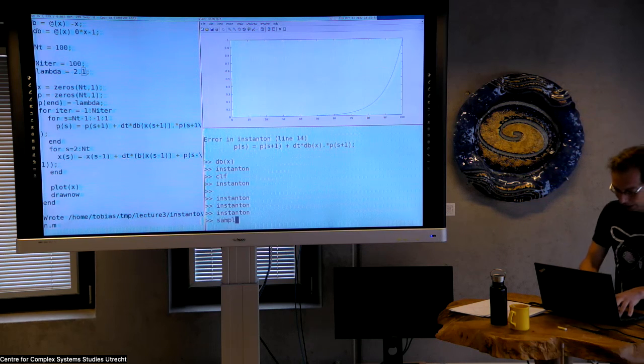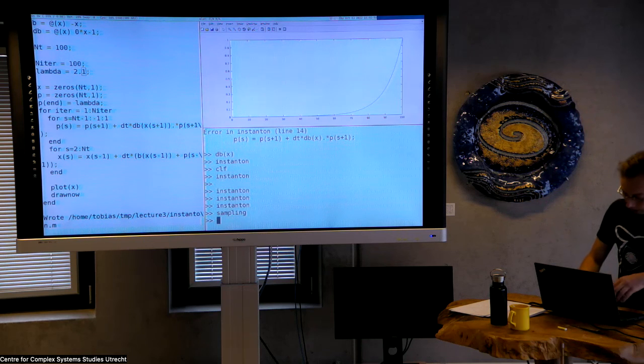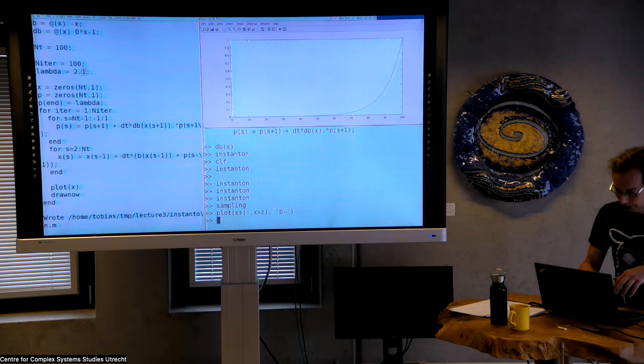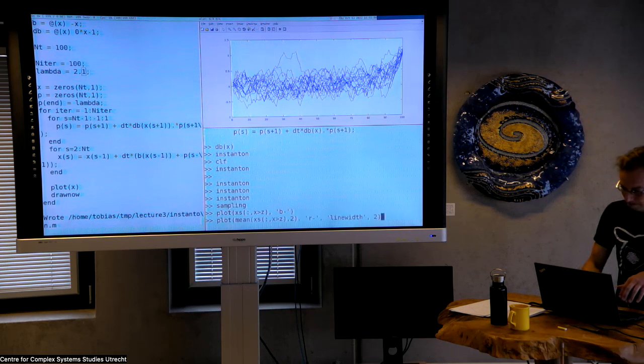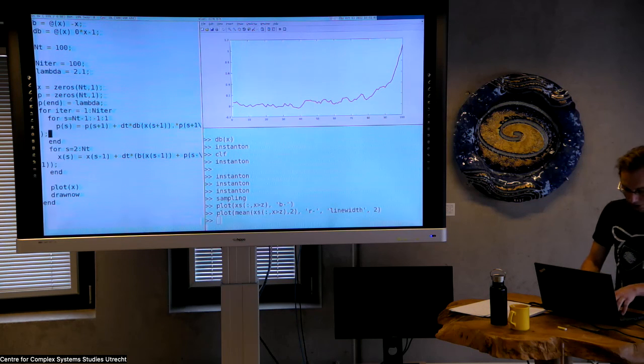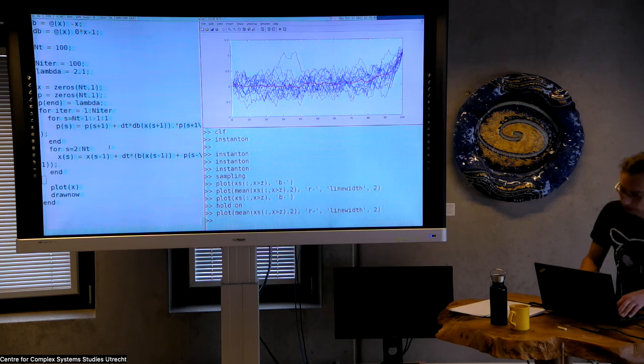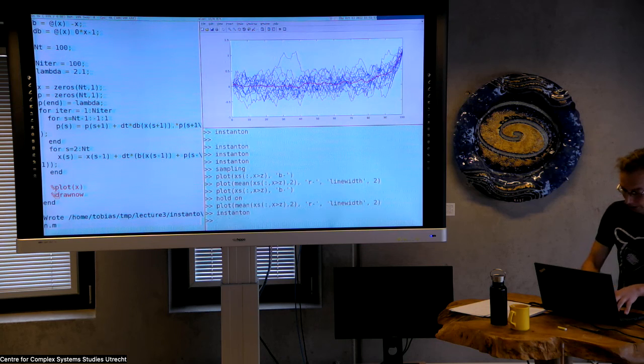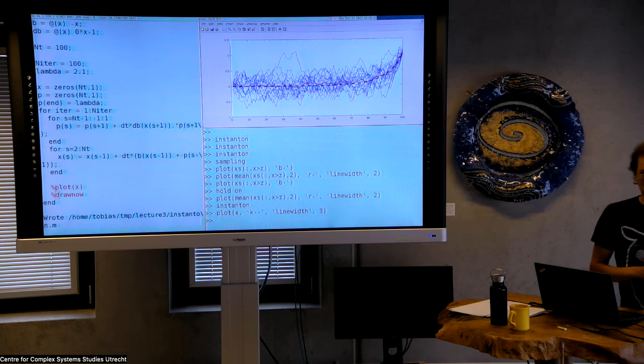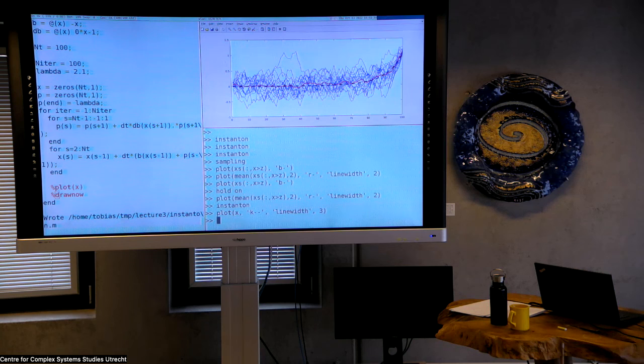Maybe let me do the sampling again. And then what did I plot? I plotted this and the mean. Sorry, plot this and the mean. It's a bit ugly, but that's just it. And then I compare against the instanton. So I plot the instanton in black dashed. And that's what I wanted to show, right? So the black curve very neatly approximates the average extreme event.